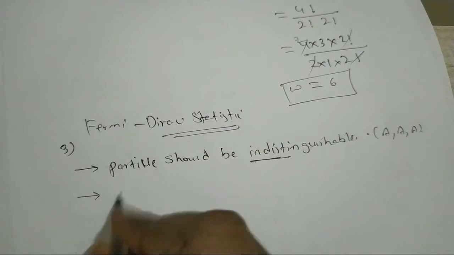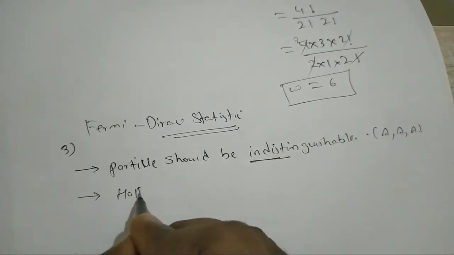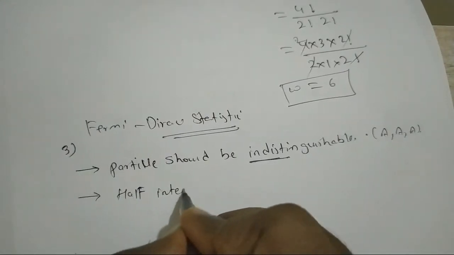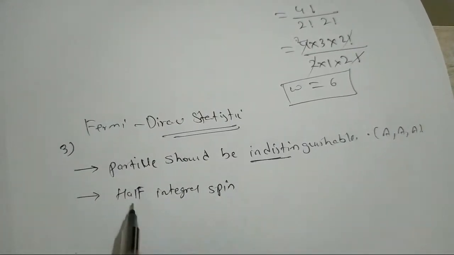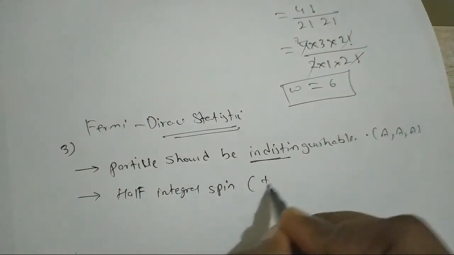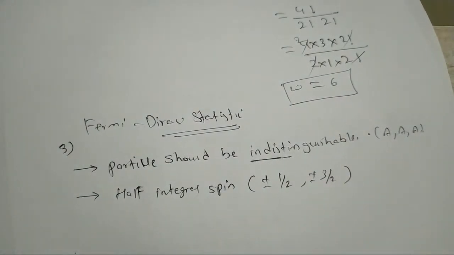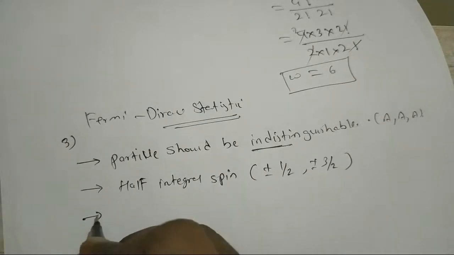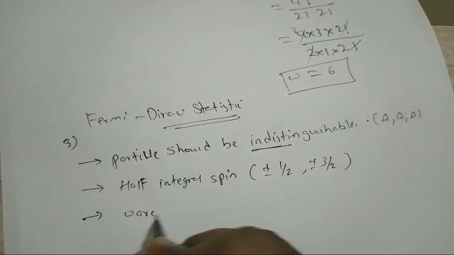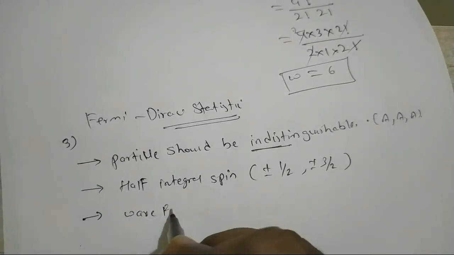Now the second point is that it has half-integral spin. In Fermi-Dirac, it is half-integral spin, plus minus 1 by 2, plus minus 3 by 2, and in Bose-Einstein we have seen it is integral spin, meaning 0, 1, minus 1, 2, minus 2. And the wave function in Fermi-Dirac is antisymmetric with respect to exchange of particles.